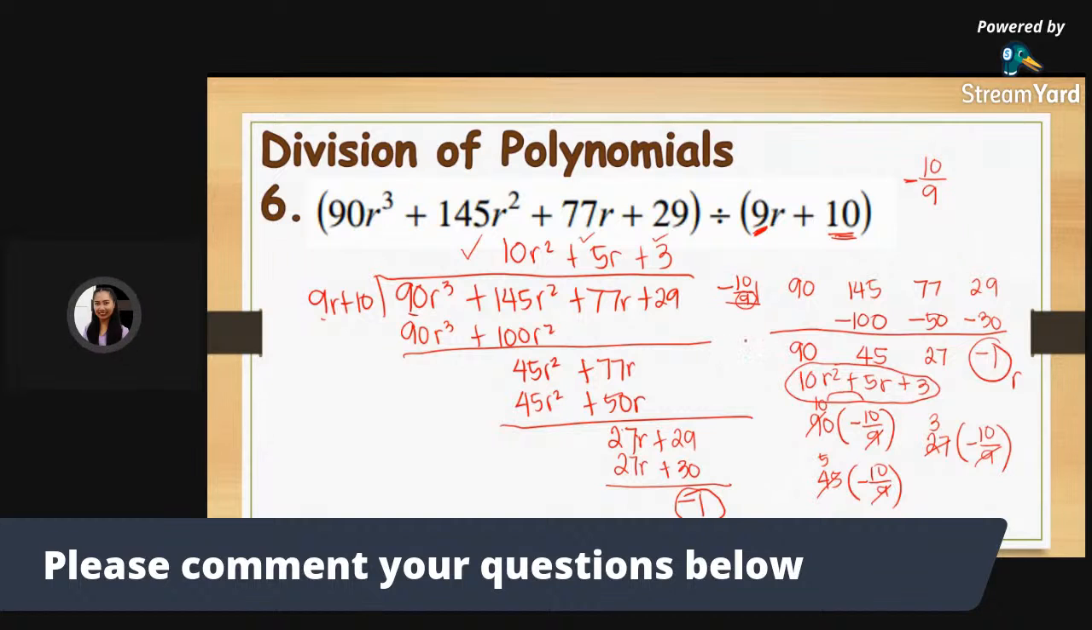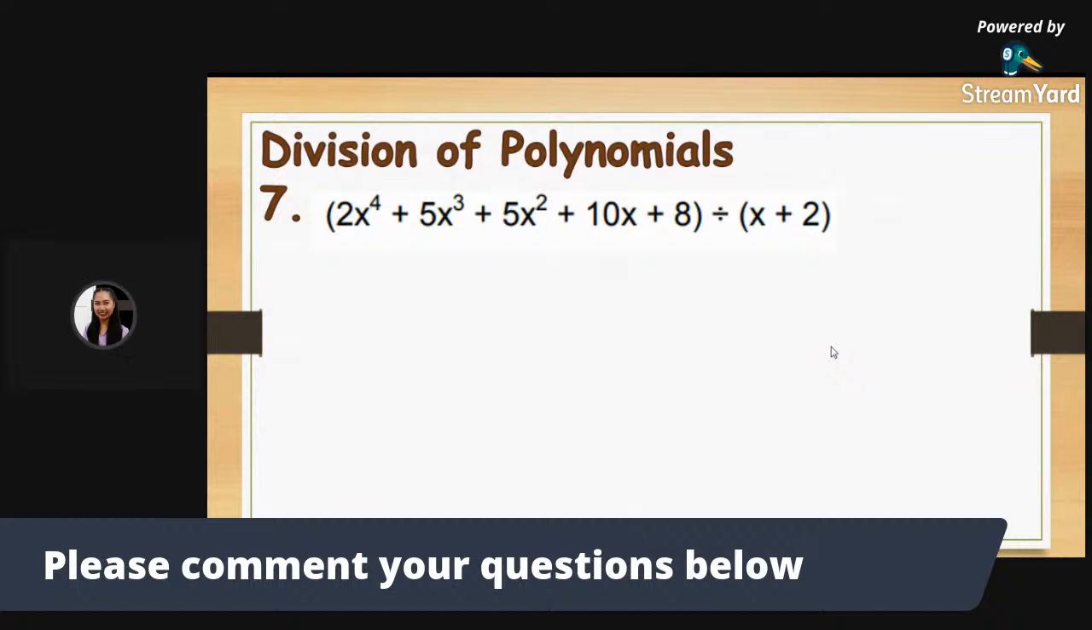Okay, remember that your answer for synthetic division must be divided by 9 first. So you can find your answer here. If you don't put over 9 here and you don't divide by 9 your answer in synthetic division, you will never arrive at your correct answer. So always remember that if you have a divisor coefficient here, you really have to divide your answers. Let's continue with number 7.